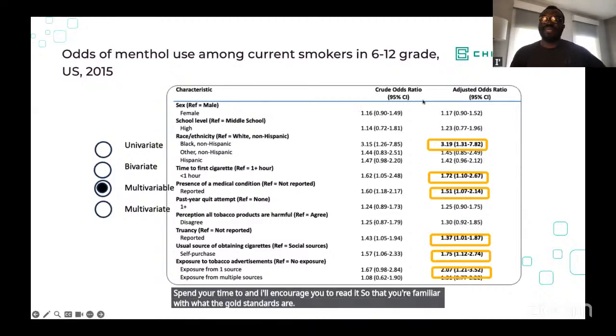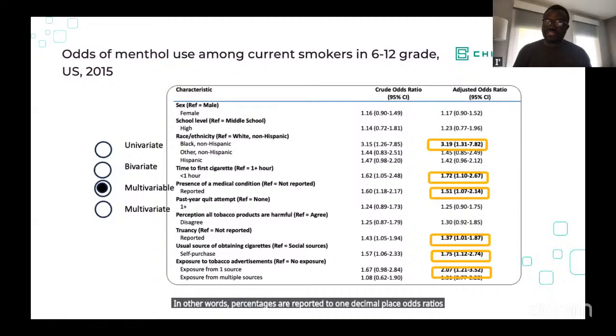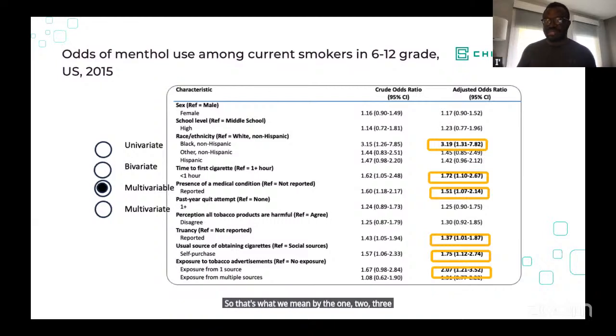Now, let's look at some of the other rules as far as presentation. Make sure that there is consistency in the number of decimal places you report. In general, we follow the 1, 2, 3 framework for reporting of results. In other words, percentages are reported to 1 decimal place, odds ratios are reported to 2 decimal places, and p-values are reported to 3 decimal places.